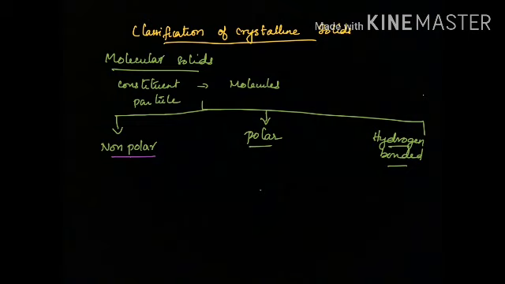Non-polar molecular solids means, from the name itself, non-polar molecules. Non-polar molecules like H2 is a non-polar molecule. Then Cl2, then I2. So these non-polar molecular solids are formed by the non-polar molecules like H2, Cl2 and I2. Okay, these all are examples of the non-polar crystalline solids or non-polar molecular solids.